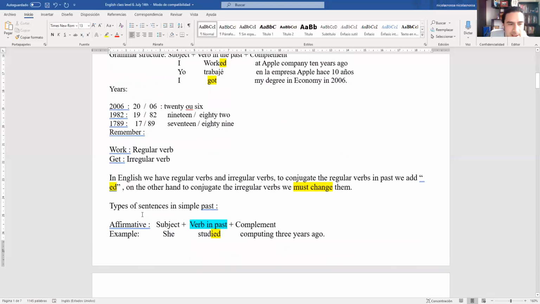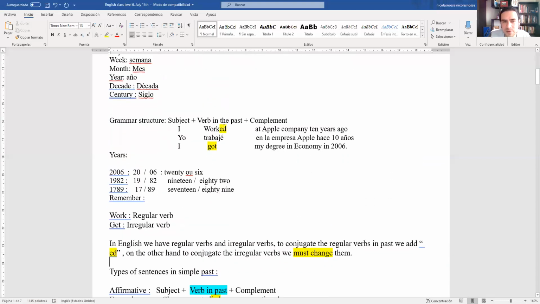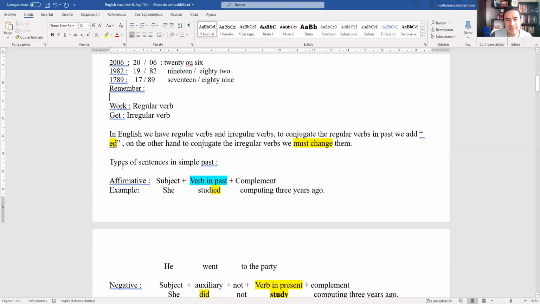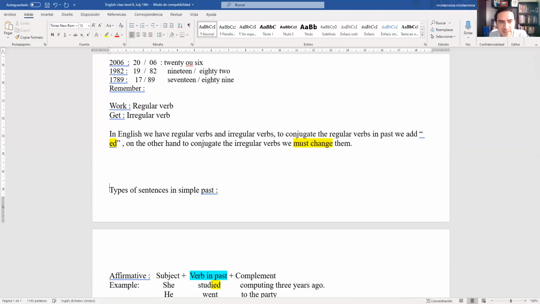¿Okay? Be careful with the ED, ¿no? La pronunciación del ED, que yo les he hecho tanto énfasis. Entonces, se escribe, pero no se pronuncia, ¿no? Worked. Worked. Yo no digo, I worked, ¿no? Be careful, ¿no? I worked. I played. I studied. I decided. ¿No? Things like that, ¿okay? Be careful. Nunca digo, I pledge it. No, I played.